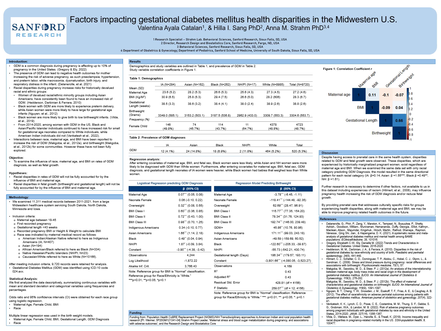Further research is necessary to determine if other factors not available to us in this data set, including experiences of racism, might influence pregnancy health, increasing the risk of gestational diabetes diagnosis and/or reducing fetal growth. By providing prenatal care that addresses culturally specific risks for groups experiencing health disparities along with maternal age and BMI, we may be able to improve pregnancy-related health outcomes in the future.